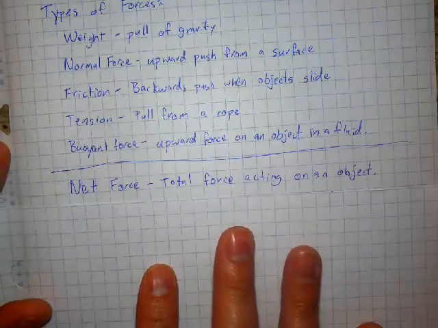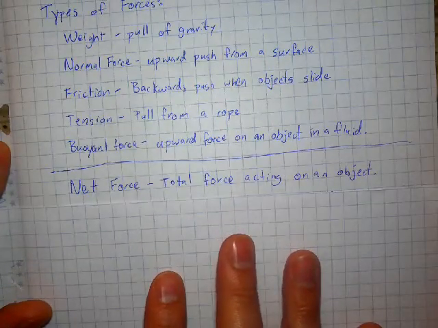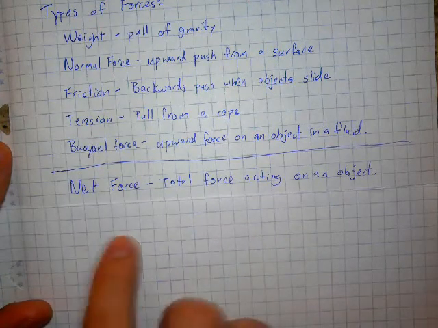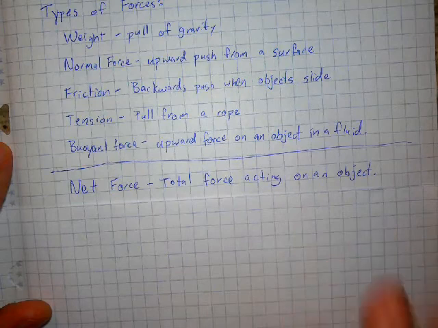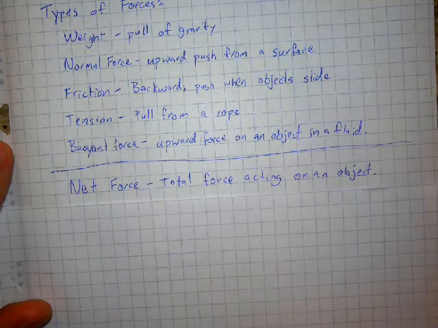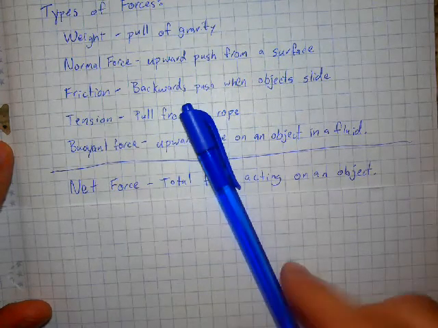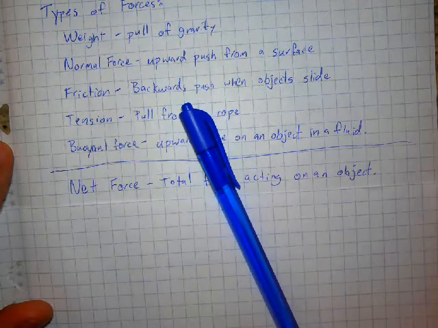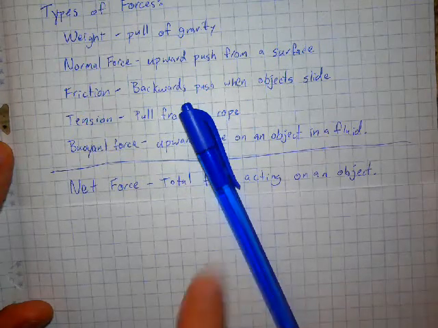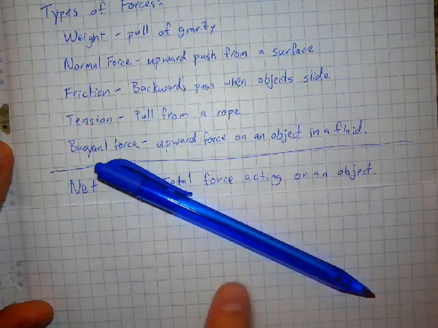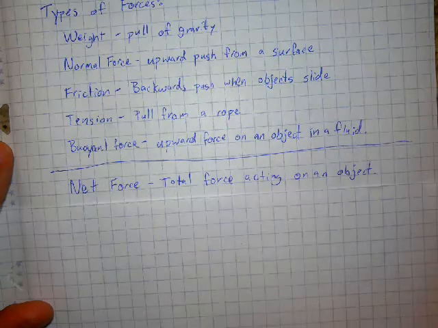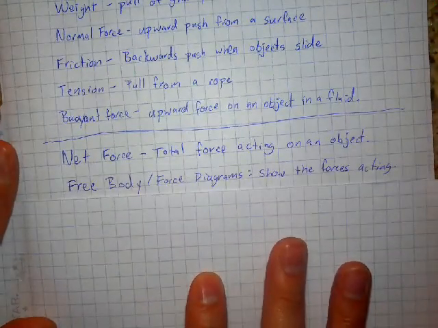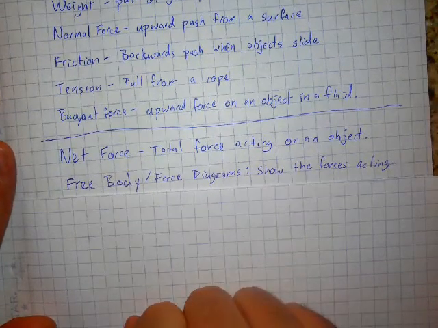The last thing we want to talk about is the net force. So the net force is the total force acting on an object. The net force is going to be the one that determines the motion, because if I have something like weight pulling down and normal force pushing up and they're equal and opposite, the pen's not going to move. But if I have a total net force acting on it, that is going to make the pen change its motion.